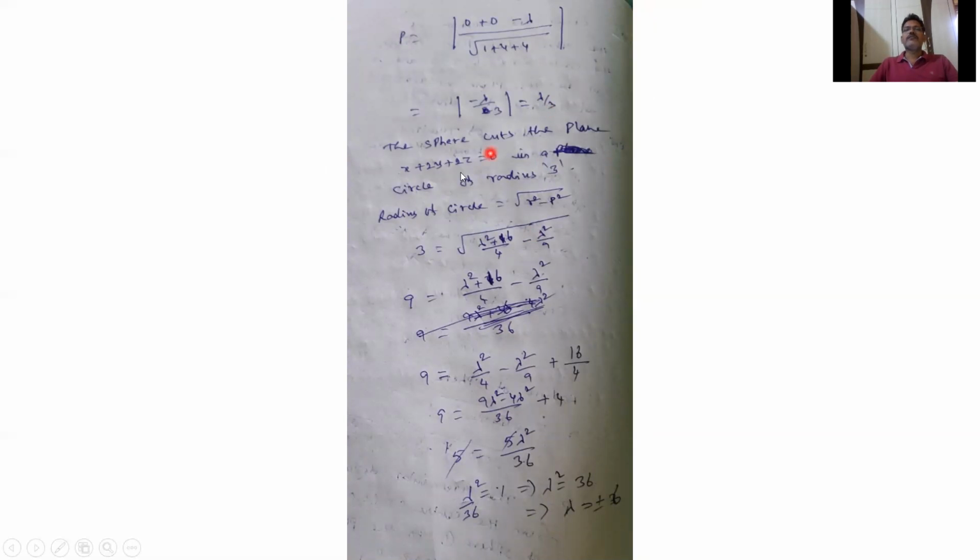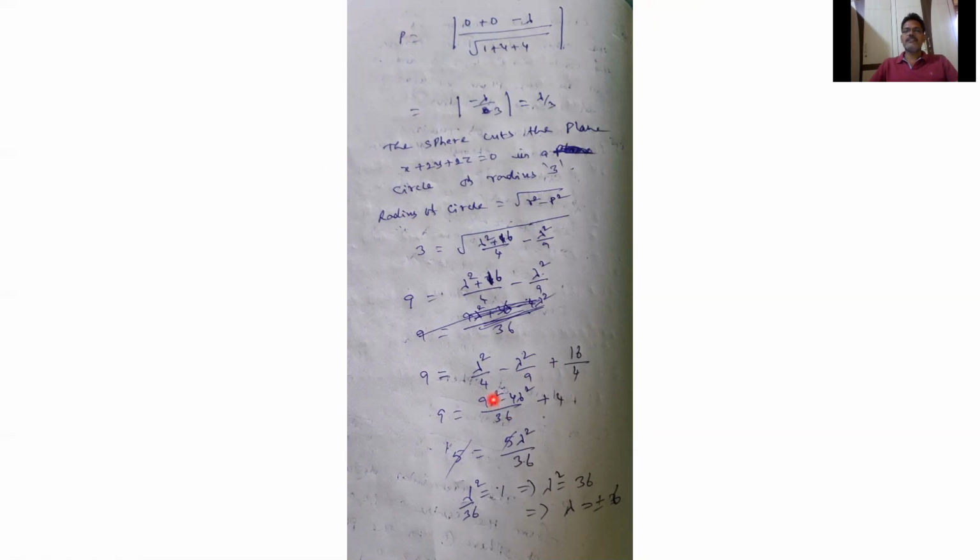So now we have to find the sphere which cuts the plane in a circle of radius 3. You know that the radius of the circle is the root of r square minus p square. Substitute r square as lambda square plus 16 by 4 minus lambda square by 9. Squaring both sides, 9 equal to lambda square plus 16 by 4 minus lambda square by 9. So 9 equal to lambda square by 4 minus lambda square by 9 plus 16 by 4.